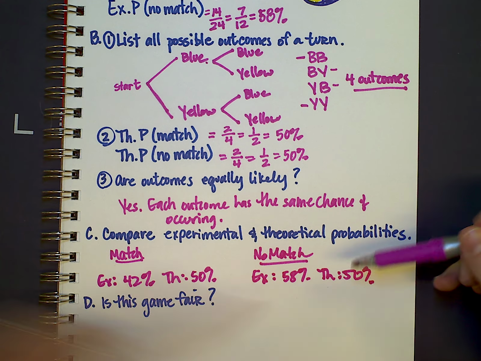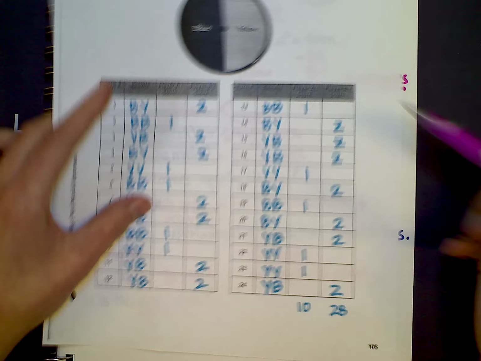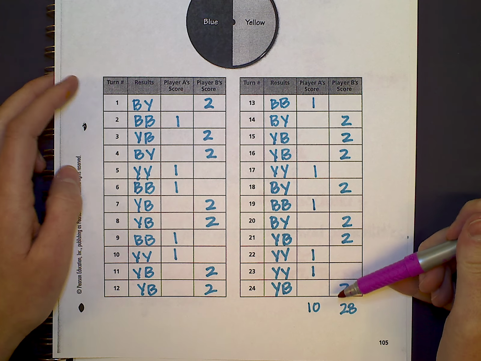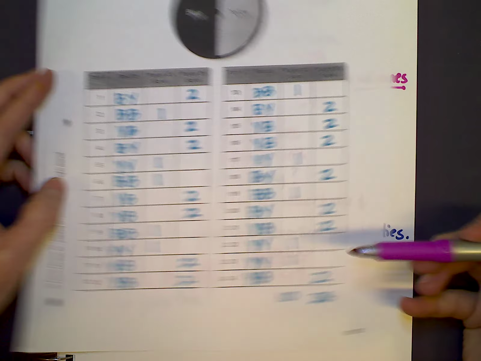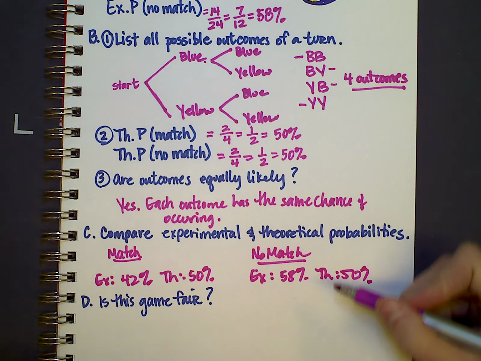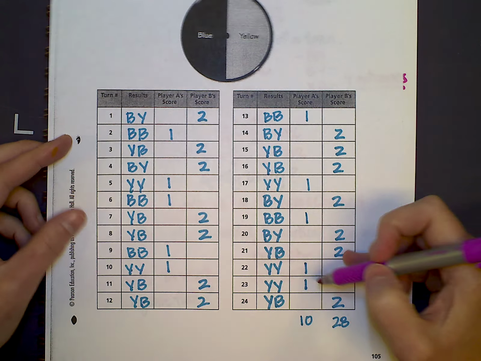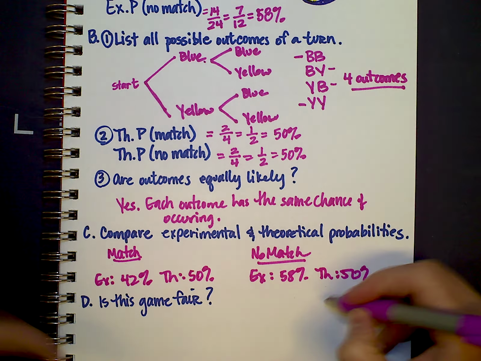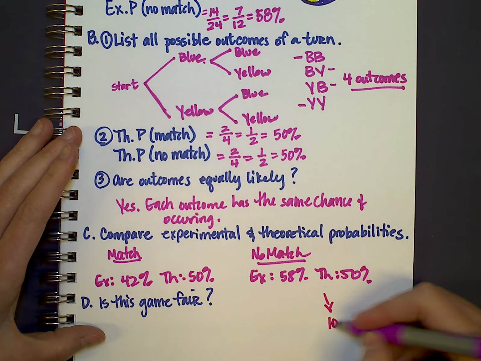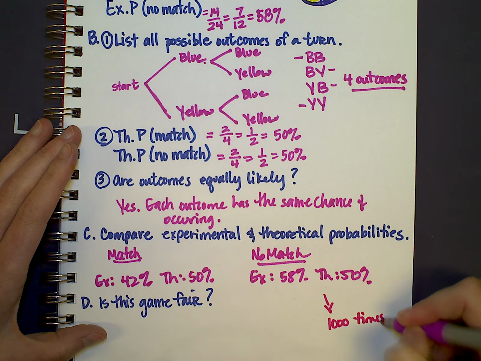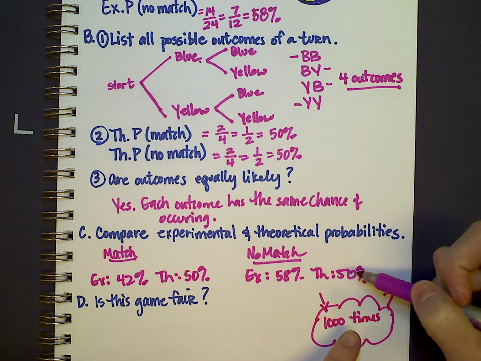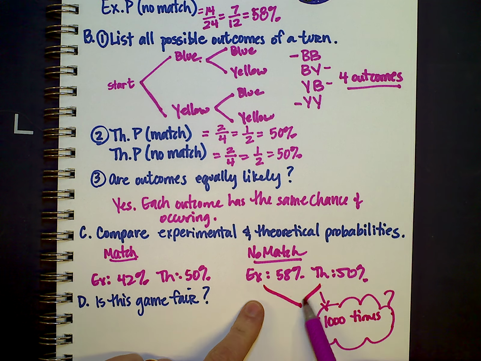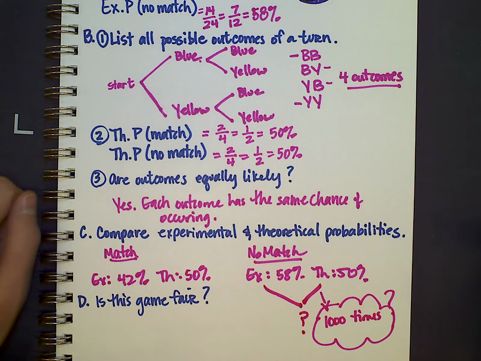Now the reason that there's such a discrepancy here is because, think about how many turns we took. We only took 24 turns, which isn't a very large number, and certainly mathematically speaking, it's not a large enough number to notice much of a difference. But theoretically, I want you to really think about what would have happened had you played 1,000 times. So think about that. What would have happened, do you think? How do you think your experimental and theoretical probabilities would compare for both the match and the no match?